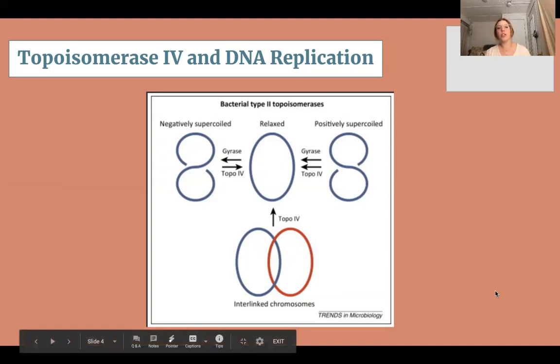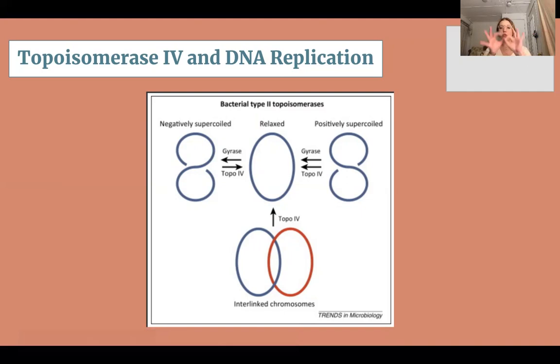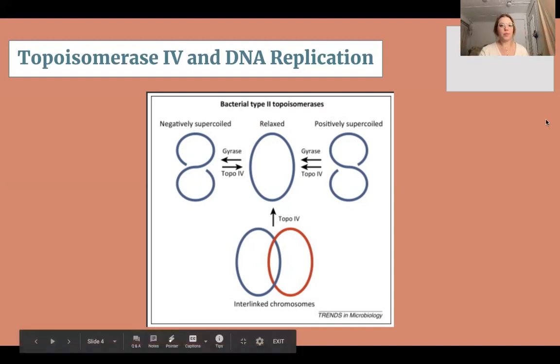After bacteria go through the entire DNA replication activity, they have these two interlocked chromosomes before they are able to completely divide. And so what topoisomerase 4 does is that it clips one of the chromosomes, unlinks them, binds them back to themselves, and then the two chromosomes are able to go into the cell division.